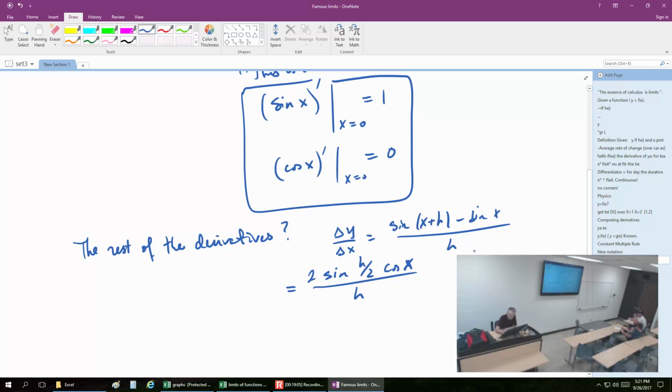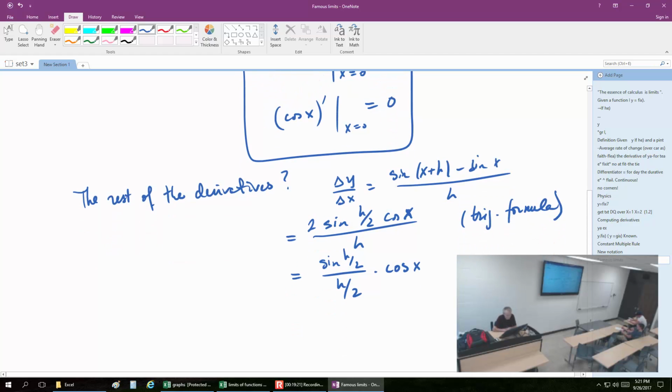Okay, so just a trig formula. And then I do a little rearrangement here, and I have sine of h over 2 divided by h over 2, times cosine x. Okay, so the tricky part is we ask ourselves, what is the limit now? What is the limit of the first term? We are taking the limit with h going towards 0. Nothing happens with cosine, so I'll still have cosine x. What's going to happen with this fraction?